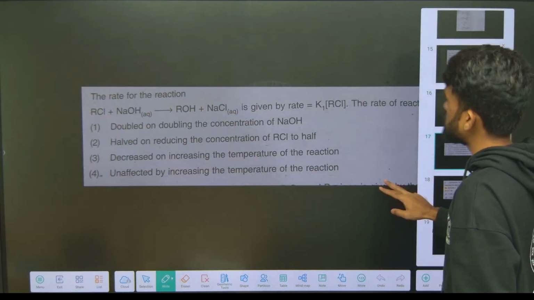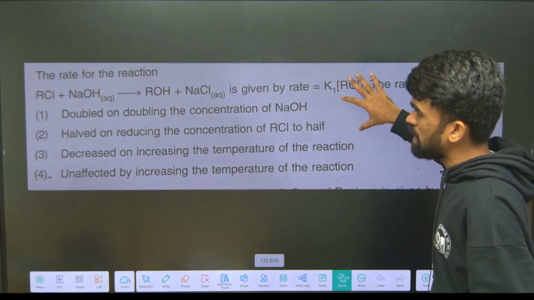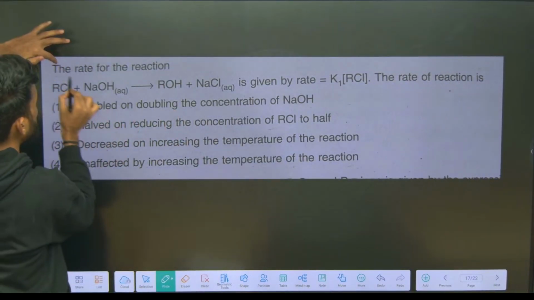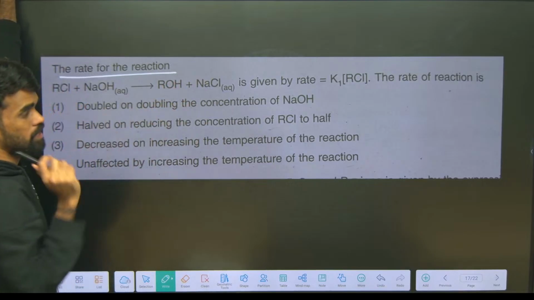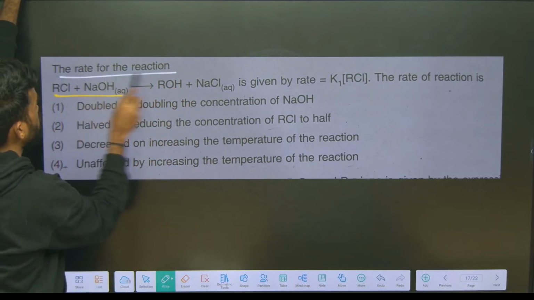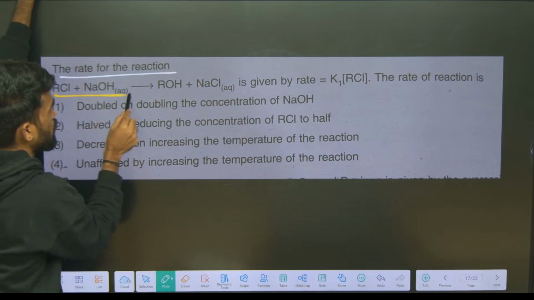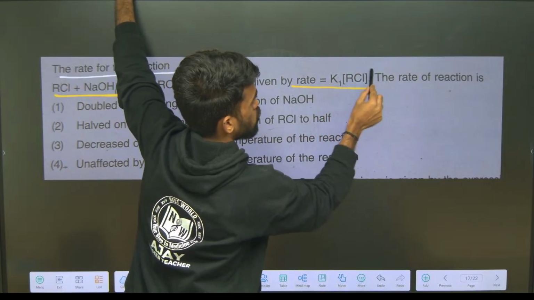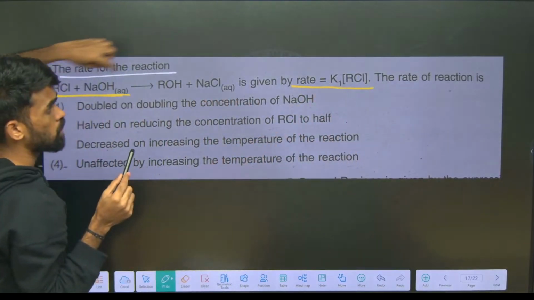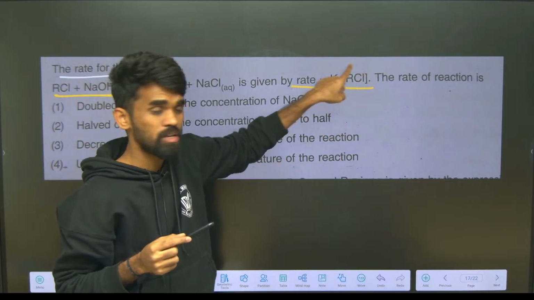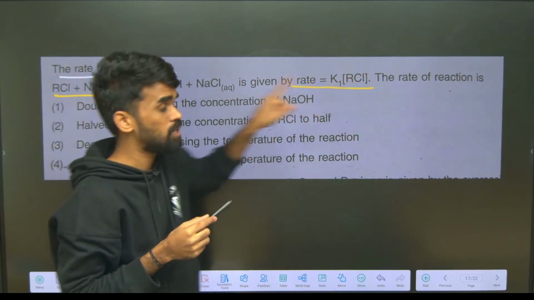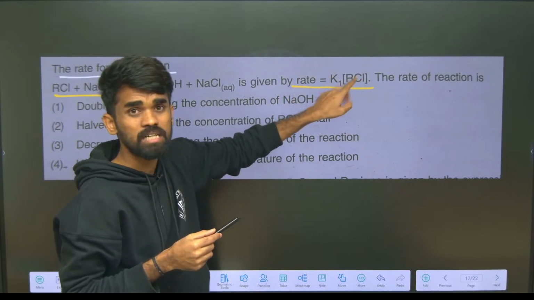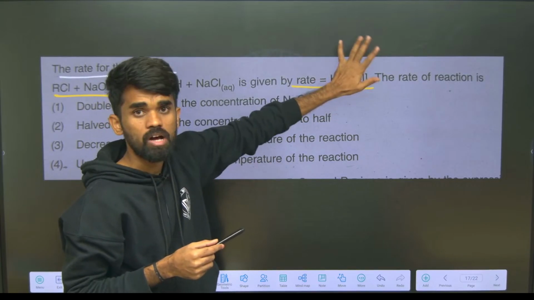So what about this question? Look at this, a very easy and theoretical question. The rate of the reaction for this given reaction is given like this: rate equals K1 into the concentration of reactant. Only one reactant they have taken, only the substrate RCl we have here, and the base is not considered. It means the rate of reaction depends only on the concentration of alkyl chloride.